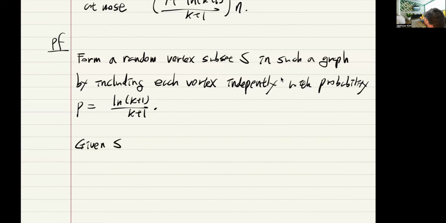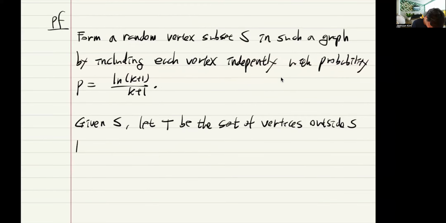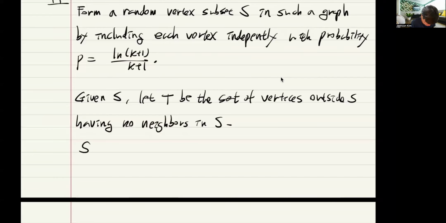Once we have this S, we take T. So S is a random variable, and then depending on this random variable, T is also a random variable. T will be determined from S. Let T be the set of vertices outside S that have no neighbors in S. So that's the set of vertices that are not dominated by S. Then S union T is a dominating set.